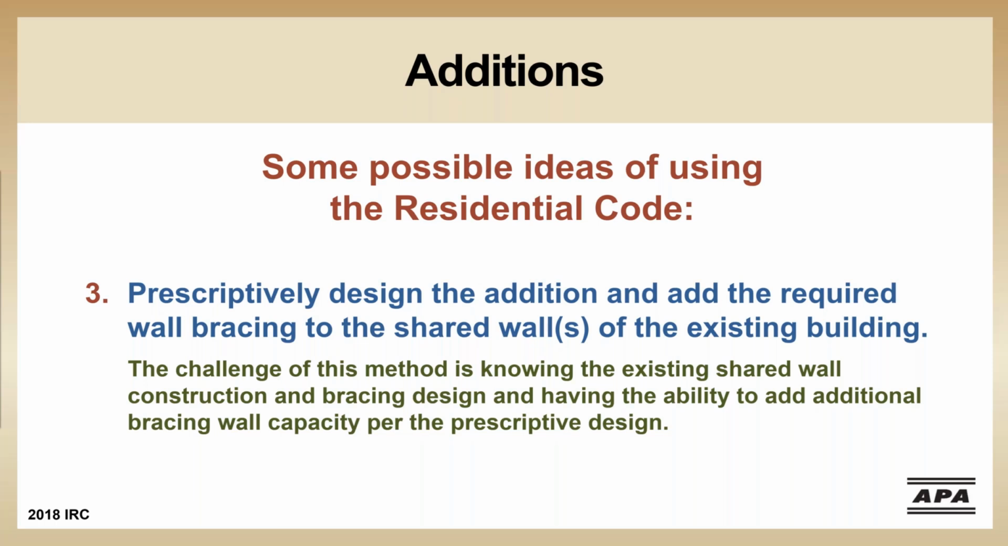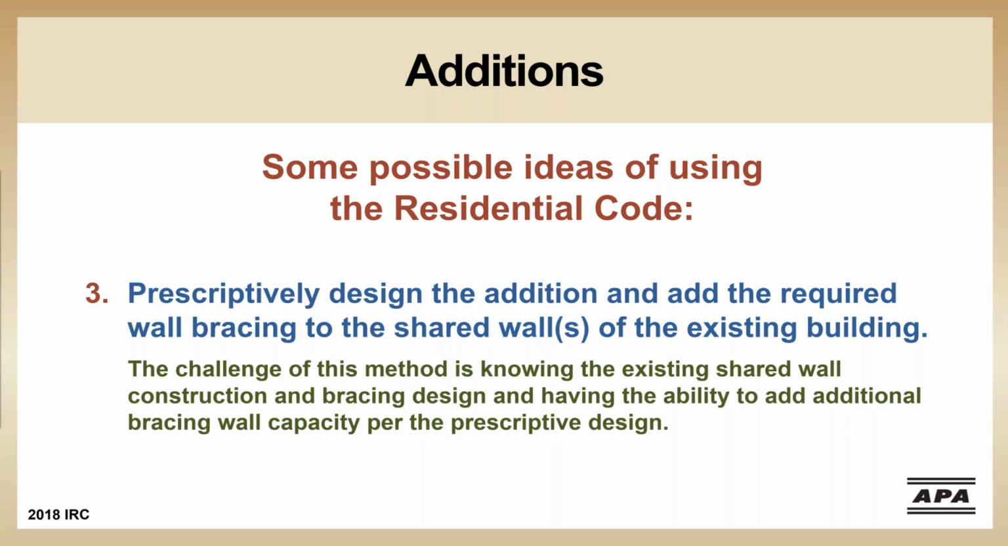The third idea is like the last one, except at the shared wall. In this idea, you would prescriptively design all the sides of the new addition as if it is a separate building and add the calculated wall bracing lengths to any shared walls of the existing building. For example, if you prescriptively calculated that the shared wall of the new addition needed 10 foot of braced wall panel, you would need to add that 10-foot bracing length to the existing wall.